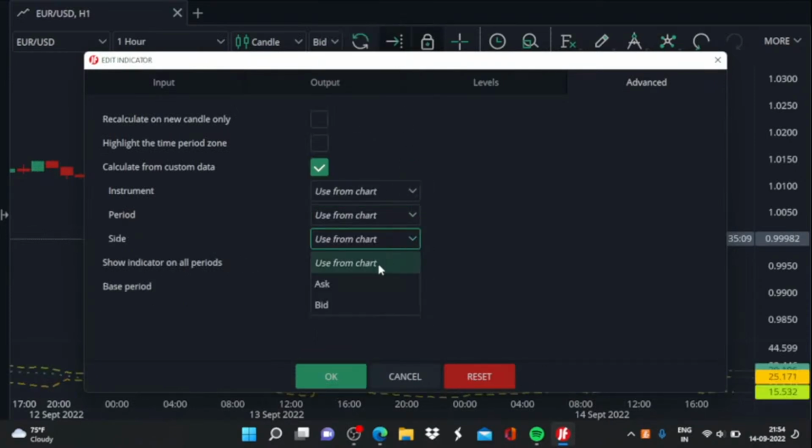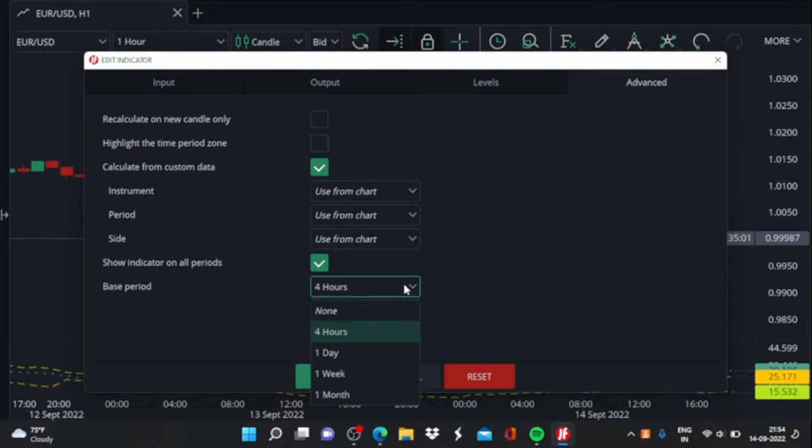The spread side can be ask or bid, so you always get these two options, and there will be a slight difference in output depending on which spread side you're using. The base period can be none, 4 hours, day, weekly, or monthly. So these options are also there.